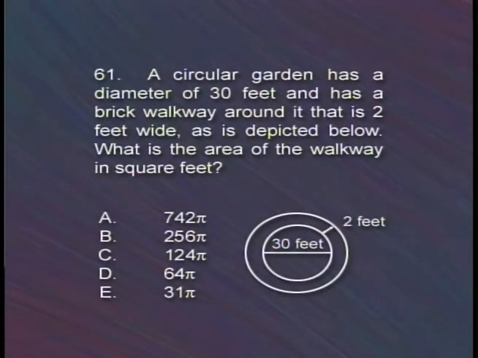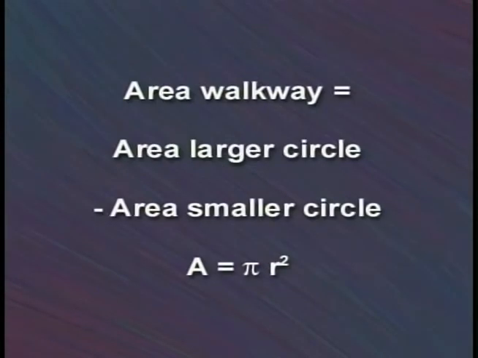Problem 61. A circular garden has a diameter of 30 feet and has a brick walkway around it that is 2 feet wide, as is depicted below. What is the area of the walkway in square feet? To find the area of the walkway, let's find the area of the larger circle and then subtract the area of the smaller one from it. The remaining area has to be the area of the walkway.